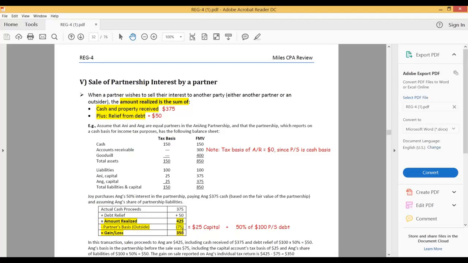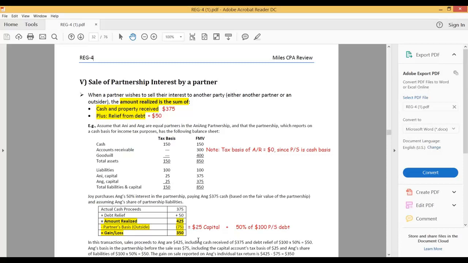less the partner's basis, right? That is your tax basis to determine your gain or loss. What is the partner's basis? Her capital is $25 plus her share of partnership liability, which is basically $50. So that is the partner's basis. When you subtract that, her gain of $350 is actually a capital gain.